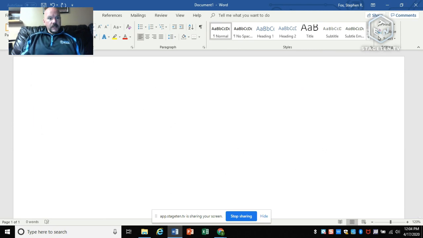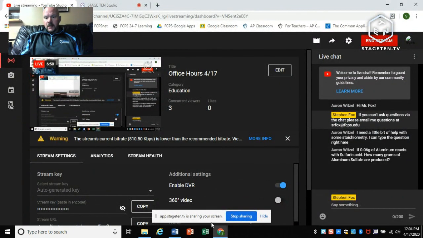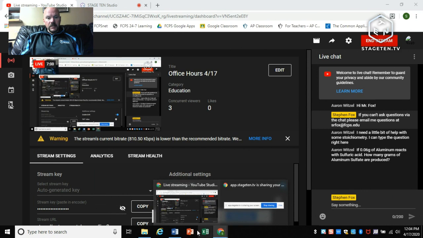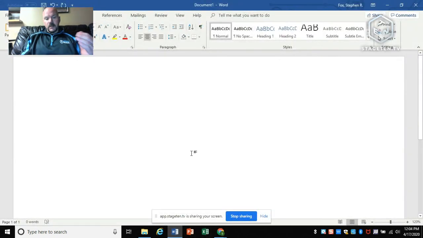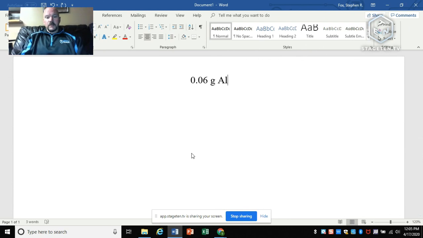Okay, so the first thing is, again, we know it's stoichiometry because we are given the amount of one thing. In this case, we're given 0.06 grams of aluminum, and we're asked about aluminum sulfate. So it is stoichiometry. You're given the amount of one thing, 0.06 grams of aluminum, and you want to know how much aluminum sulfate you're going to get. So the first thing we need to do is balance the equation.